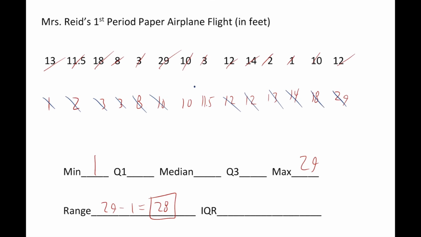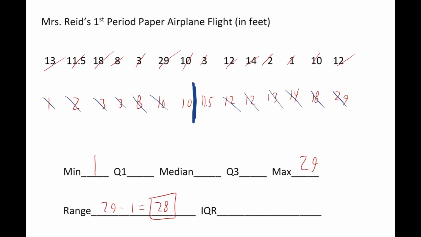In this case, I have two numbers in the middle, so I have to draw my vertical line in the middle in between my two numbers. 10 is not my median. 11.5 is not my median. That means that 10 is part of my lower half of my data, and that means 11.5 is part of my upper half of my data. So neither of those numbers are used up.